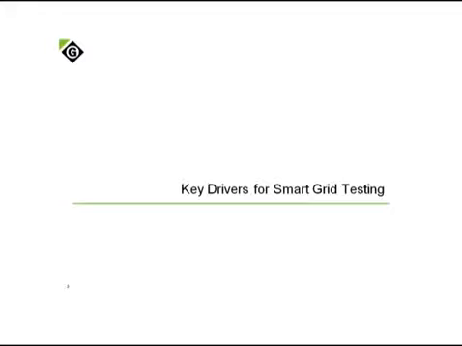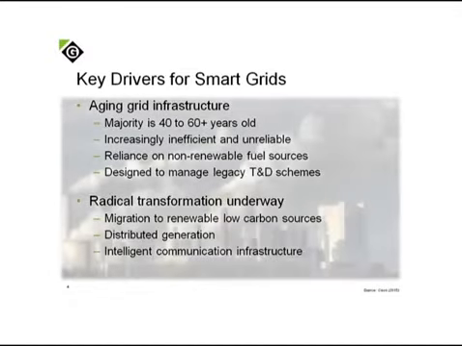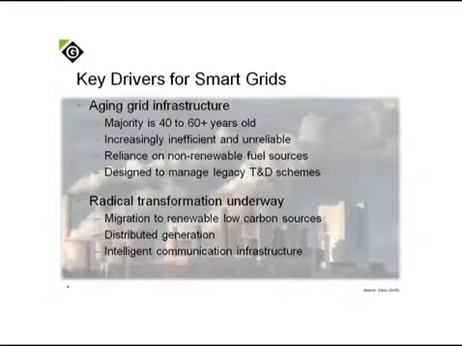So we look at some key drivers that are driving the smart grid testing. What's interesting is that a lot of our grid infrastructure is aging. A majority of it is 40 to 60 plus years old. It's becoming increasingly inefficient and unreliable. There's a huge reliance on non-renewable fuel sources like coal, oil, and it's also designed to manage the legacy transmission and distribution schemes, which is just like we were talking about, where we're transmitting data back from, say, a generation into the control center, or from the distribution on up into the control center, but it's very one-way or limited two-way communications.